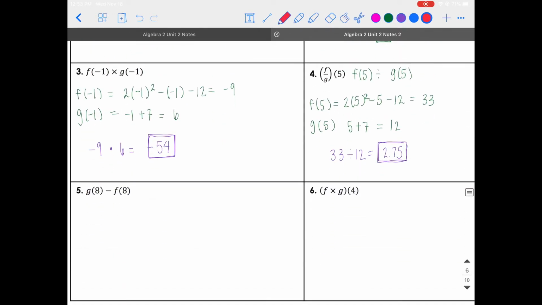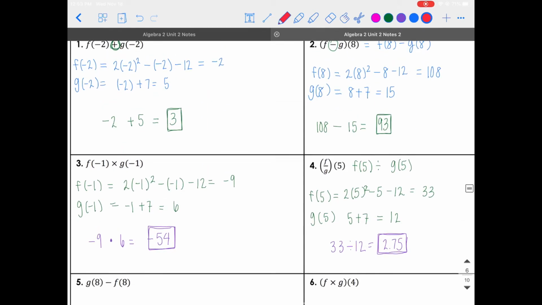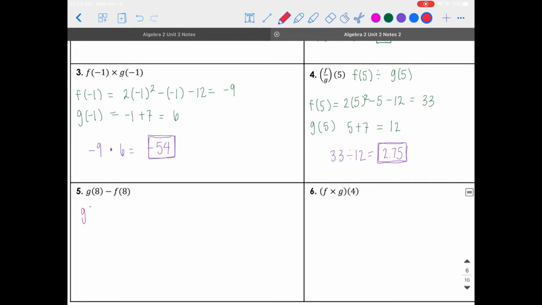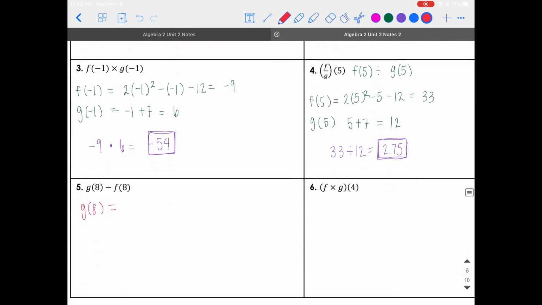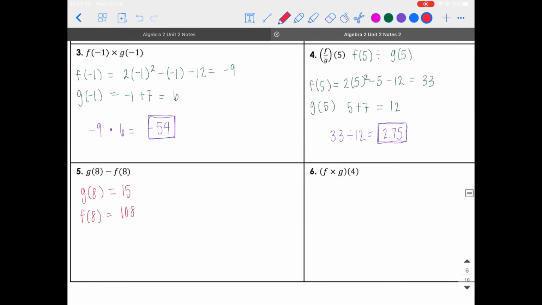Number 5 actually has the same numbers. It's very similar to number 2, but the f and the g are switched. So g of 8, if I look back at number 2, I have found that g of 8 is 15, and f of 8 was 108. And I'm going to do 15 minus 108, which is negative 93.